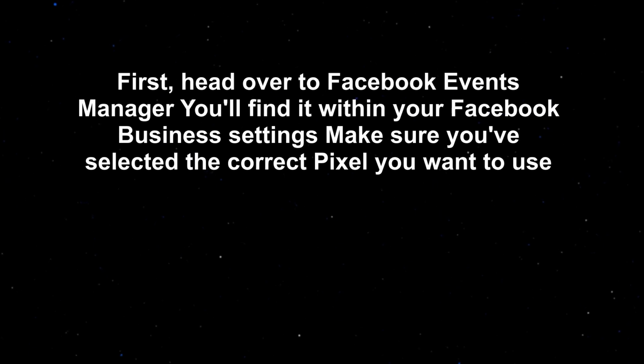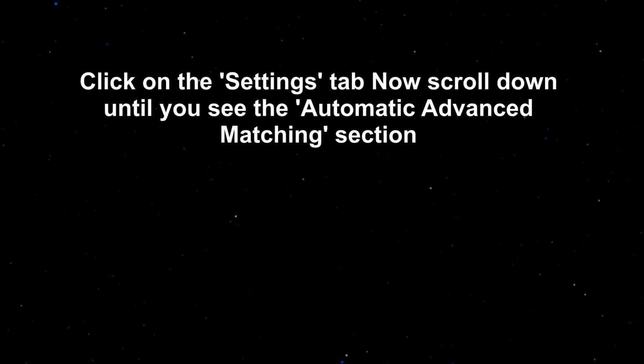First, head over to Facebook Events Manager. You'll find it within your Facebook business settings. Make sure you've selected the correct pixel you want to use. Click on the Settings tab.